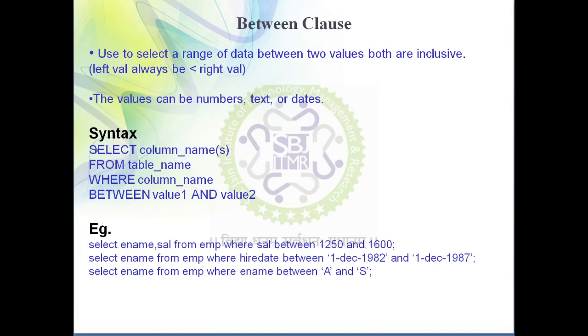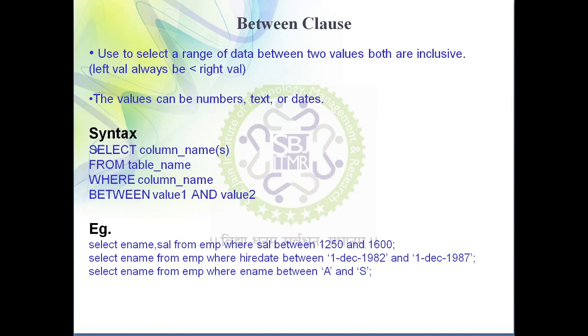Now next one is the between clause. So what is the use of the between clause? Suppose I want to get the details of employees whose salary is between 10,000 and 20,000. Suppose this is my requirement. So how can I get such kind of data? In that case you require a between clause. The between clause allows us to select a range of data between two values, and both the values are inclusive.